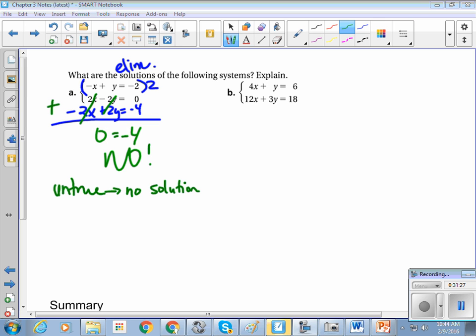And in fact, we have 2 parallel lines. Do 2 parallel lines cross? No. So because parallel lines don't cross, we have no solution. Untrue. No solution.